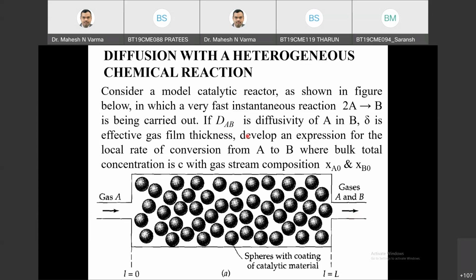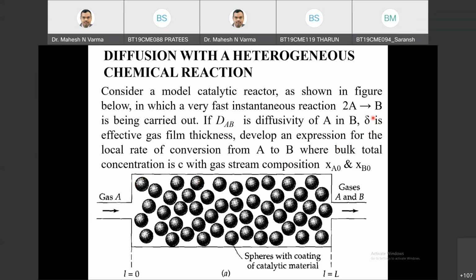The diffusivity of A and B, DAB, is given, and delta is the gas film thickness around this catalyst particle, through which it is expected that the overall resistance to mass transfer exists. There is no resistance to mass transfer in the bulk of the fluid. So the overall resistance to mass transfer is assumed to exist in a thin film surrounding this catalyst particle, with thickness delta.